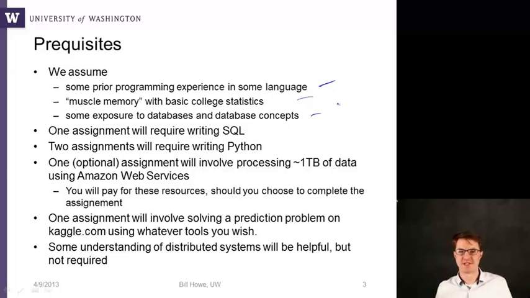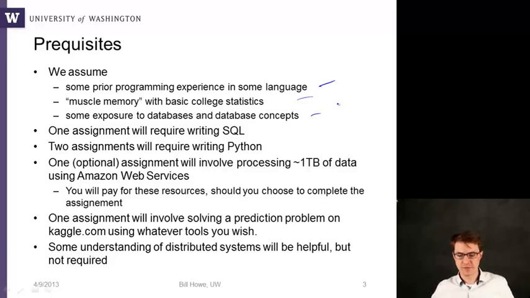And then perhaps the toughest one is to have some exposure to databases and database concepts. If you're just starting out in college, that's not always an easy proficiency to have gained. But we're going to couch a lot of the discussion in terms of databases and the relationships to databases, and so some idea of what they are is going to be helpful.